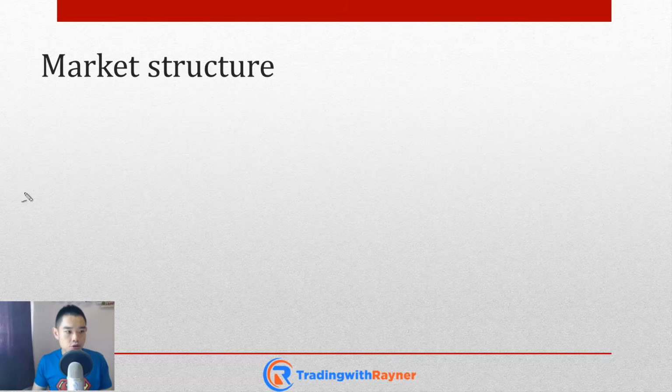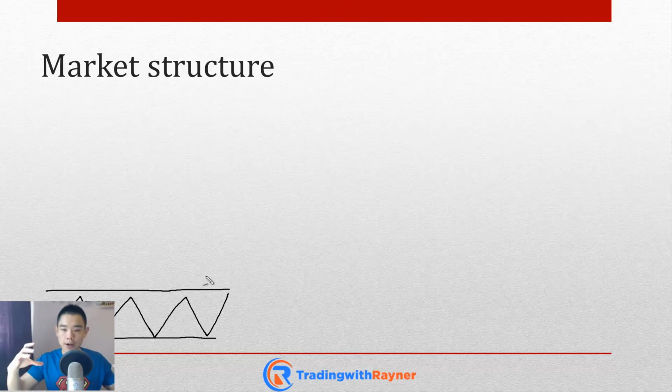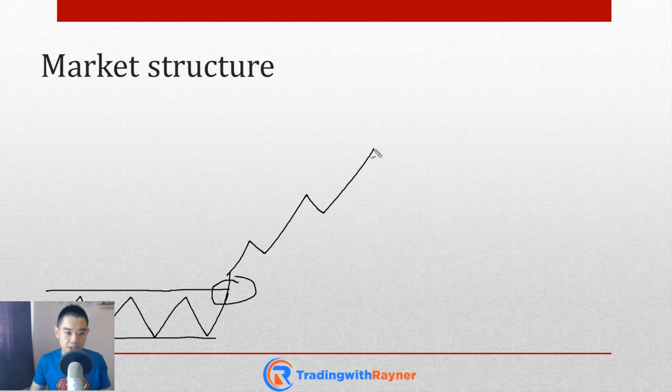So market structure, okay, so let me explain to you the 4 stages of the market. So the first stage is what we call an accumulation stage. It's where the market, right, is in a range, right, where orders are getting accumulated. And if the price breaks out of the accumulation stage is where we move on into the advancing stage, otherwise known as an uptrend.